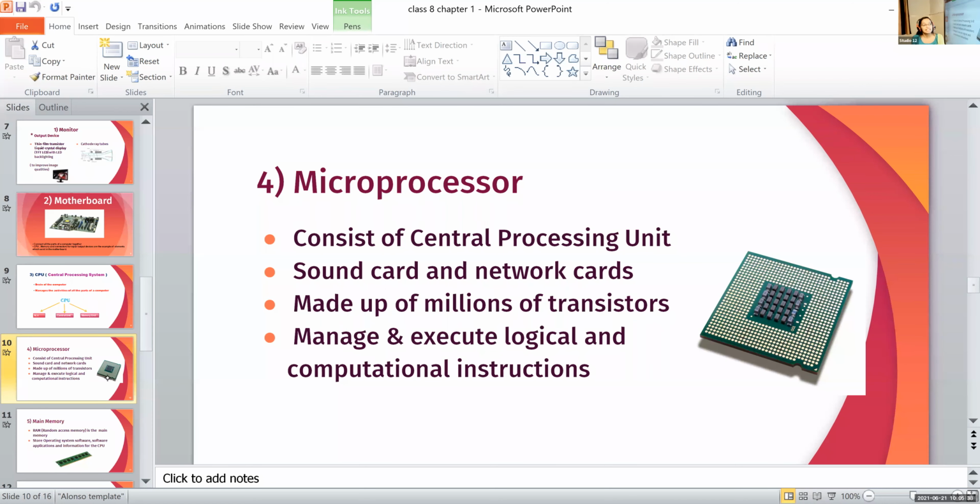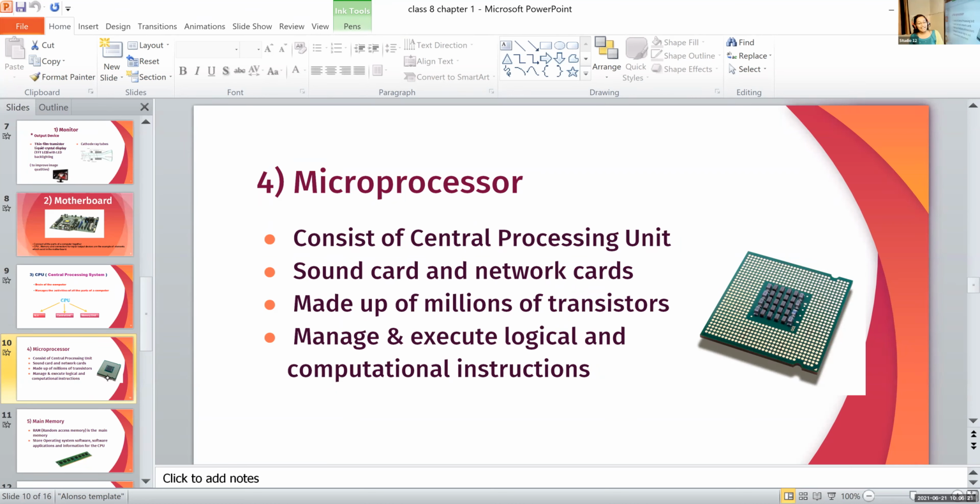These are not in your text. I just referred more about that so that you can learn more. The points displayed on the screen are in your text. What is microprocessor? It is the main element of a computer. It is made up of millions of transistors. It consists of a central processing unit. You know that. Then it has sound card and network cards. It can manage and execute logical and computational instructions. Even though it is small, it can do a lot of things.